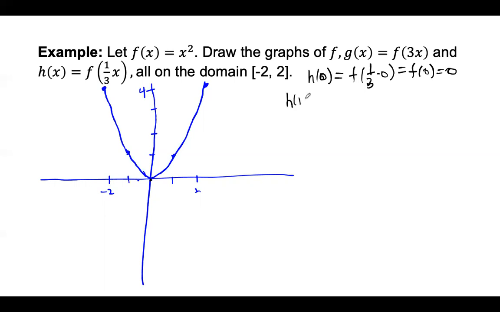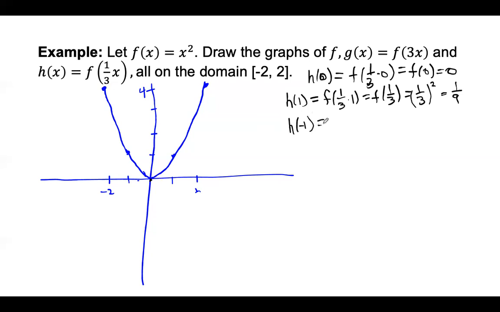H of 1 is going to be just f of 1 over 3 times the 1, which is f of just 1 over 3. And then f is x squared, so you plug in 1 over 3 into the function, get 1 over 3 squared, and get 1 over 9. So it's the same table of values, I'm just writing it this way.